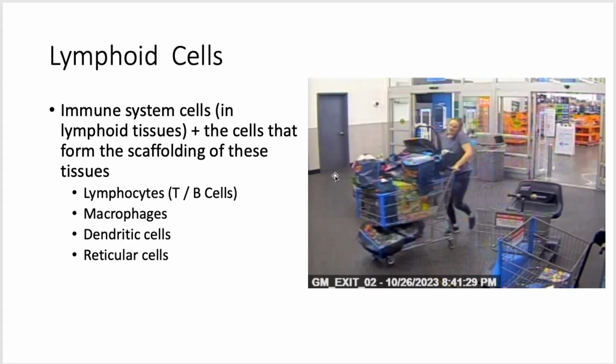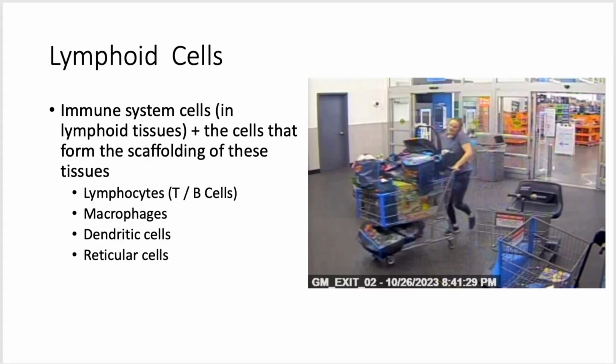Our lymphoid cells are going to help manage identifying and destroying, filtering and trapping bacteria and viruses. So they recognize something's off and they're going to come out and take care of business. So our lymphoid cells are going to be our immune system cells. That's going to be in the lymphoid tissues, plus the cells that form the scaffolding of these tissues. So some cells we're going to look at: lymphocytes. We have T cells and B cells.